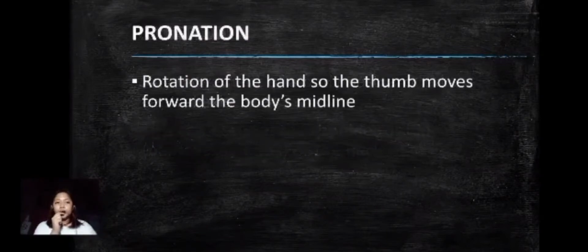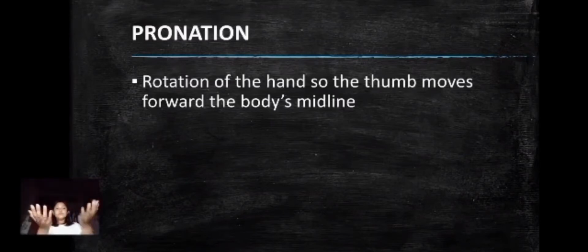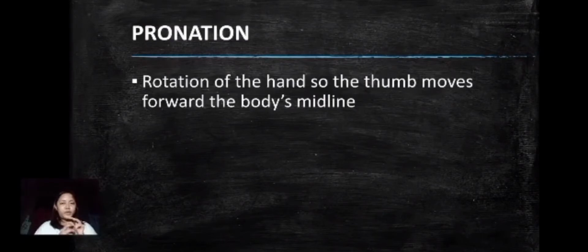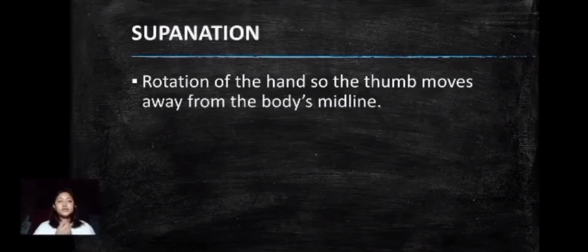Next is pronation. Rotation of the hand so the thumb moves toward the body's midline. So the example of pronation is palms facing down, like this. So that's the example of pronation. Next is supination. Rotation of the hand so the thumb moves away from the body's midline, like this. Again.